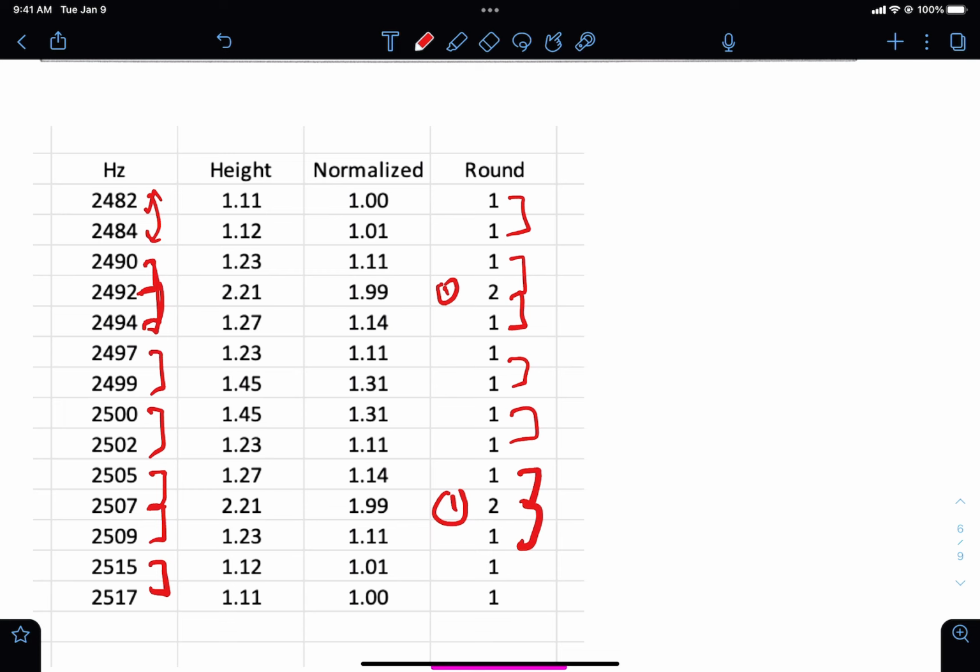So our 2482 and 2484, they are centered at 2483. Our 2490 and 2492, that's centered at 2491. And these are centered at 2493. Okay. The 2497 and 2499, those are centered at 2498.